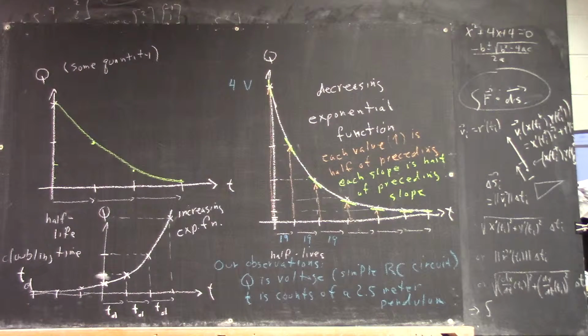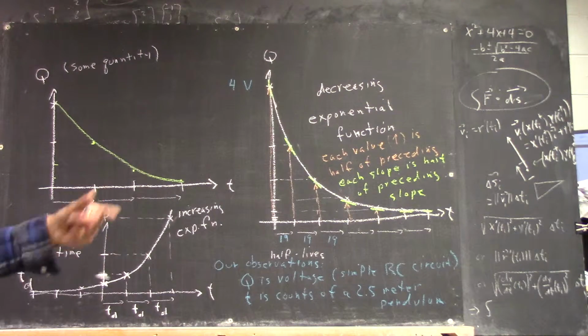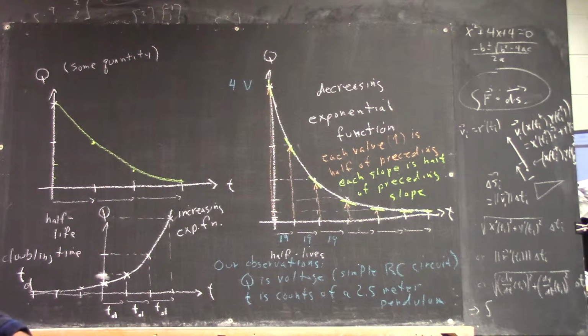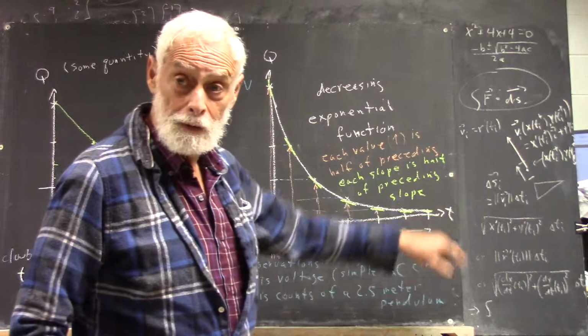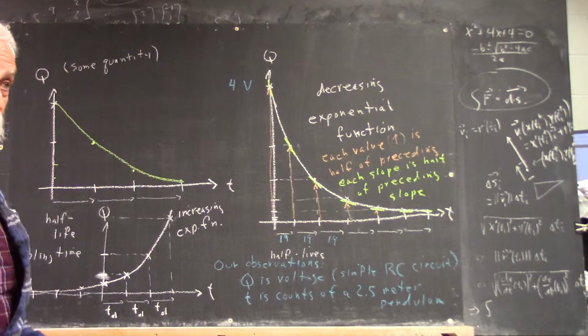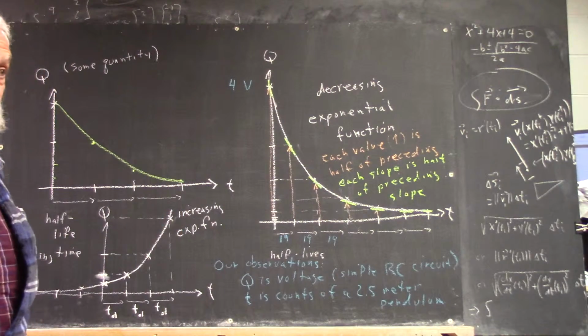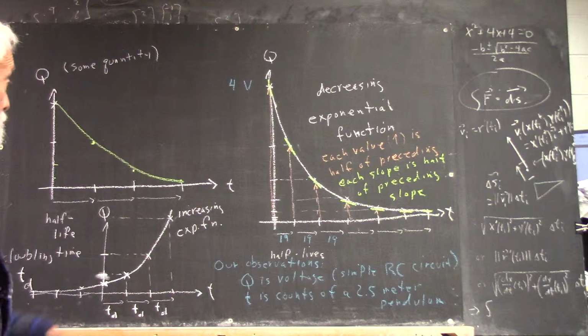And clearly, this isn't a quadratic function. This is not a parabola. It doesn't have a vertex. It just has an asymptote. Okay? It's a totally distinct type of function. So we have this increasing exponential function. We have a decreasing exponential function. Now we could make analogous statements. Each value here is double the previous value, and each slope is double the previous slope, right? Wait a minute. Okay? So that would be an increasing exponential function. Right?